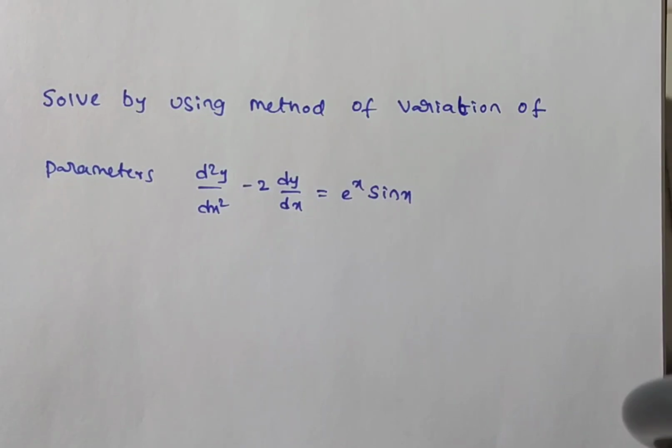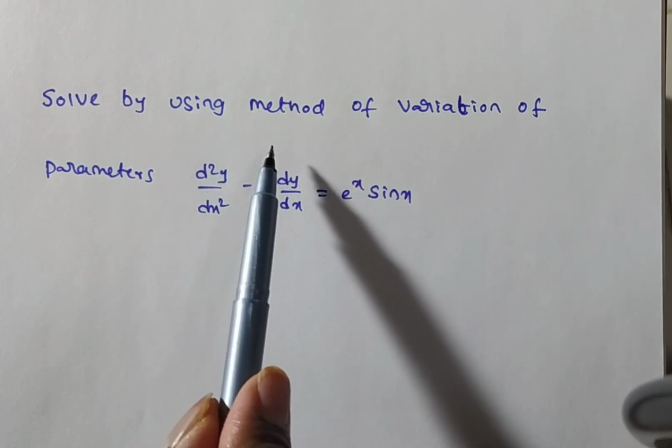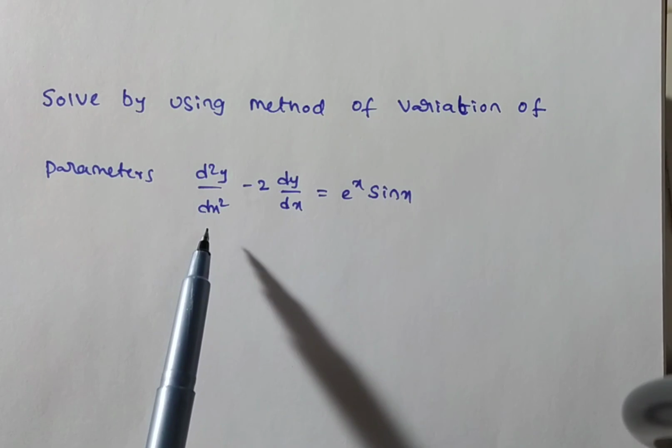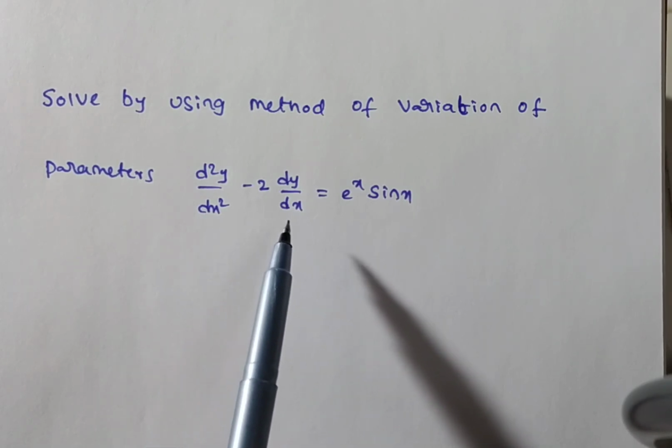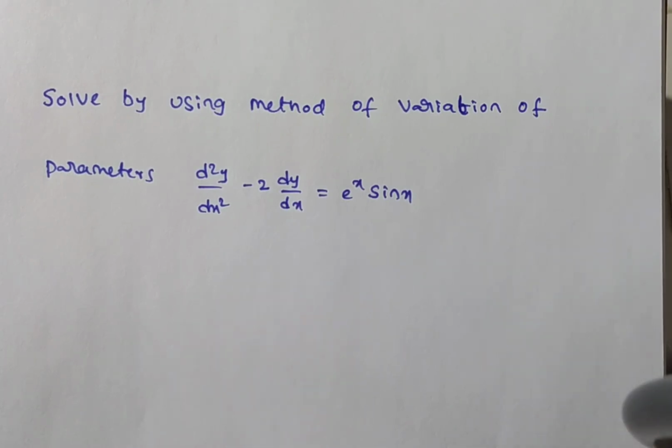Friends, in this video we are solving problems on the method of variation of parameters. The given problem is: solve using the method of variation of parameters d²y/dx² − 2 dy/dx = e^x sin x.